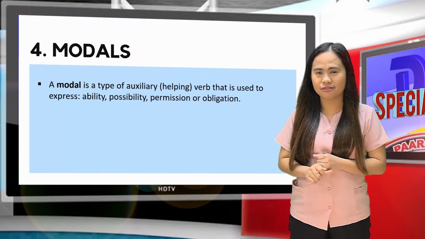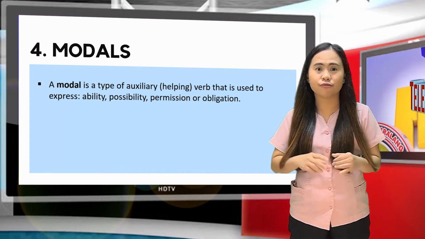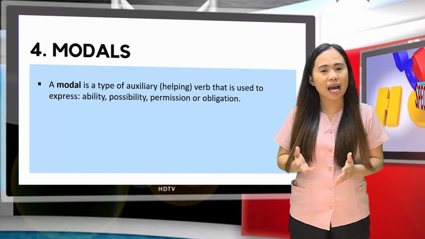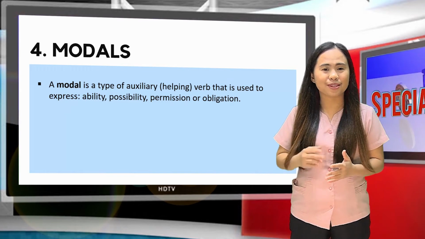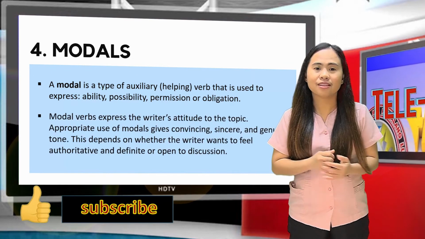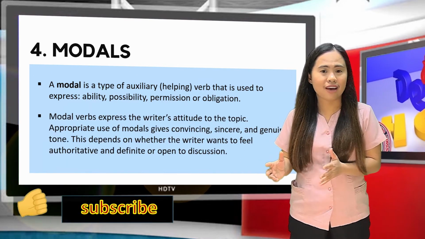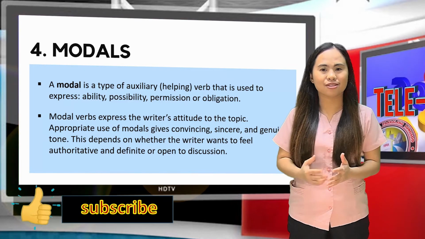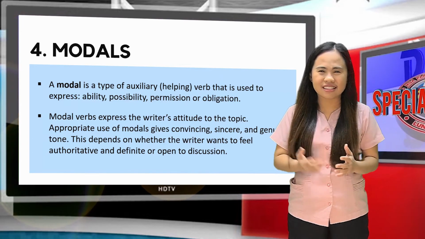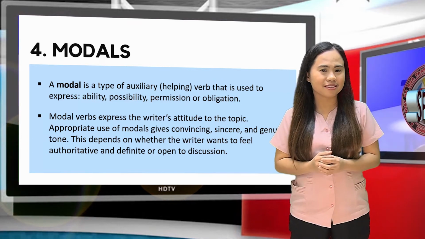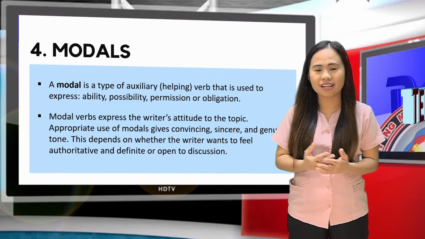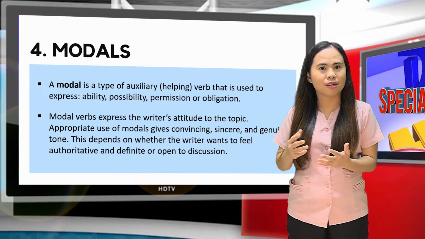The fourth language feature for argumentative text is the use of modalities. You know this as the modal verbs. A modal is a type of helping verb that is used to express ability, possibility, permission, or obligation. Modal verbs, in the context of an argumentative essay, express the writer's attitude to the topic. Appropriate use of modals gives convincing, sincere, and genuine tone. This actually depends on whether the writer wants to feel authoritative, indefinite, or maybe the writer wants to be open for discussion.